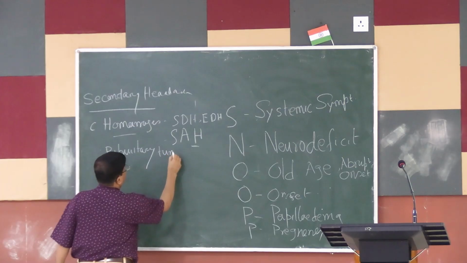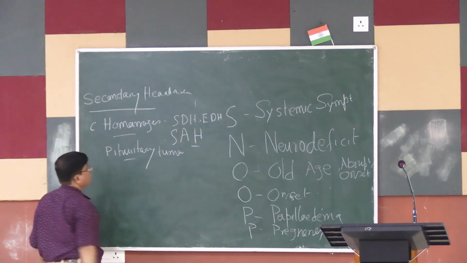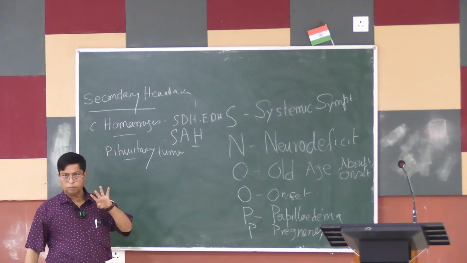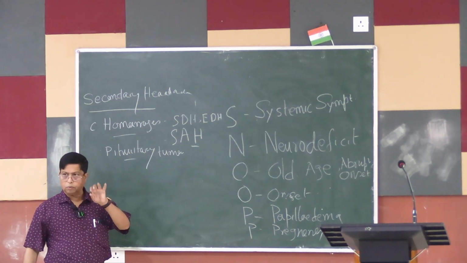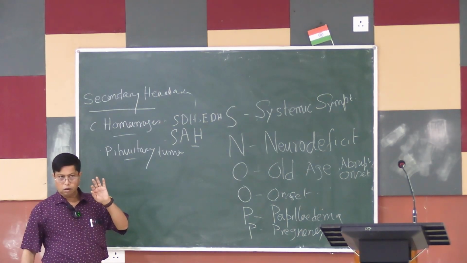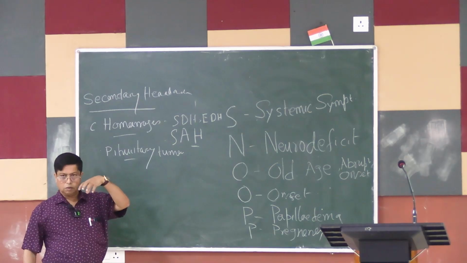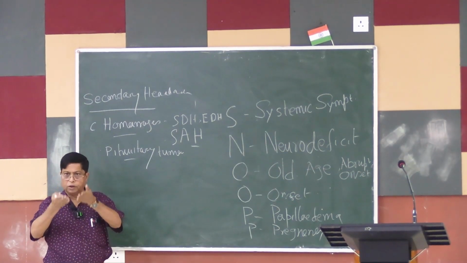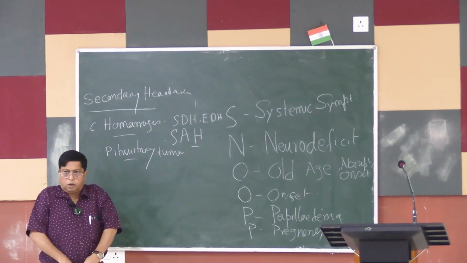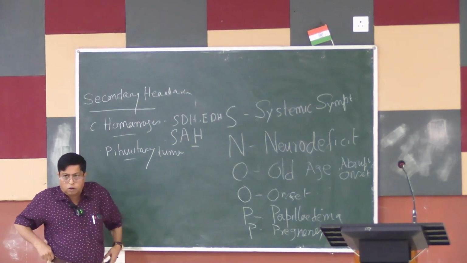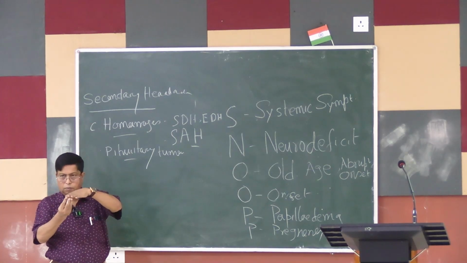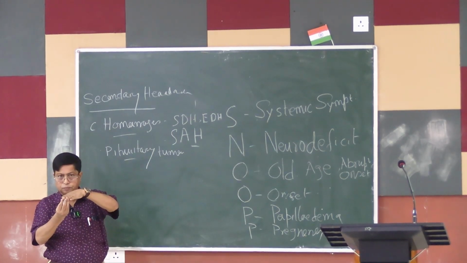Pituitary tumor. The common type is microadenoma, and among those, prolactinoma is the most common. The pituitary tumor is just above the optic chiasm. There are 2 optic nerves, they cross each other over the sphenoid bone, and just below the optic chiasm there is the pituitary gland.